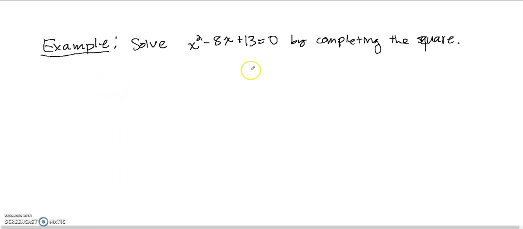So, how does this work? Well, basically we need to get all the x terms on one side of the equation and all the numbers that don't have an x on the other side. So we can start by subtracting 13. So this turns into x squared minus 8x equals negative 13.